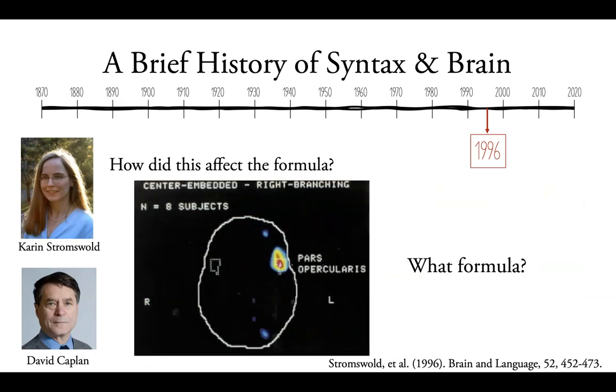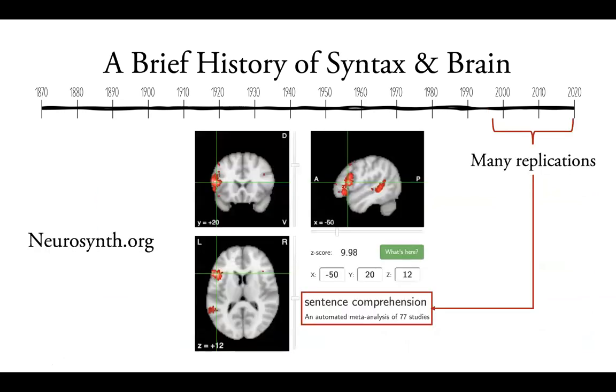It was functional imaging, so it squashed any consideration of the lesion considerations. Now, it turns out that this result is fairly consistent. There have been many replications. Not every study finds it, but enough that if you do a meta-analysis on the term sentence comprehension, you will find robust activation in Broca's area.